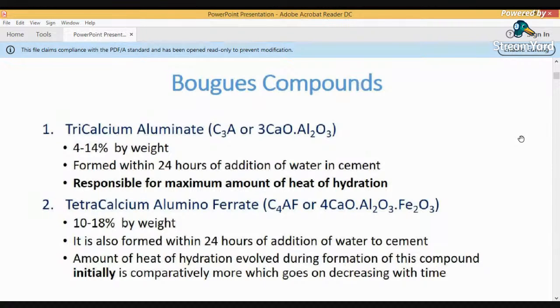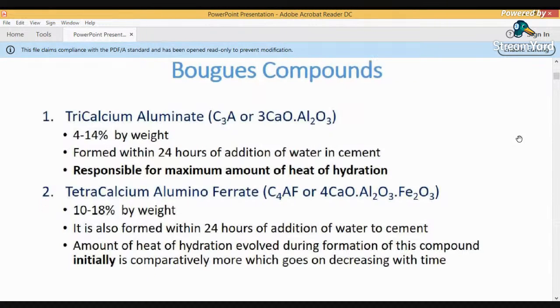But overall, the tricalcium aluminate is responsible for maximum heat of hydration. Initially the rate of heat of hydration will be higher because of the tetracalcium aluminoferrate, and it then comparatively decreases. With respect to prolonged time, the heat of hydration decreases in the case of tetracalcium aluminoferrate.